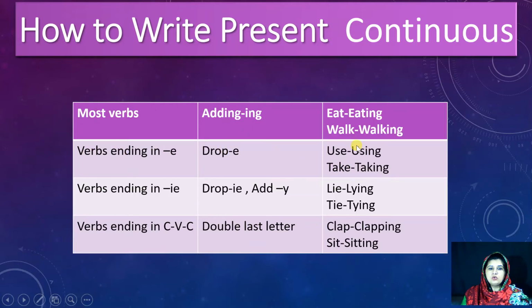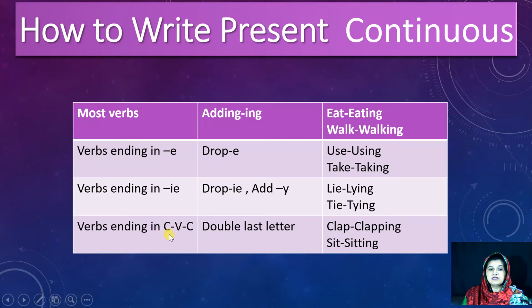So how to add ing? There are some rules which we need to follow. For example, all those verbs which end in e, we drop e and we add ing there. Use into using, where we drop e and we convert it into ing. Take into taking. Verbs ending in ie: all those verbs which end in ie, we drop ie and we add y. For example, lie, lying, tie, tying.